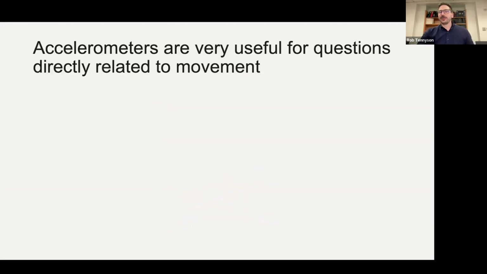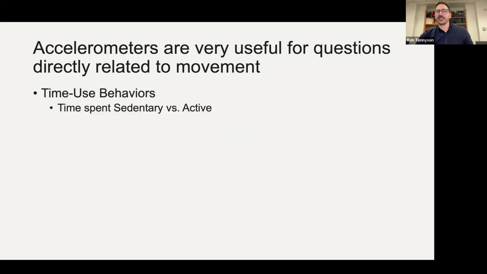These tools are very useful for questions that are directly related to movement. One of the major things people use this for is time use behaviors. For time spent sedentary versus active, you'll choose a cutoff of movement. When people are engaging in movement beyond that threshold, they will be active, versus if they're below it, they will be sedentary. There's also a lot more use of total average physical activity, which is just the average movement someone engages in on a daily basis.